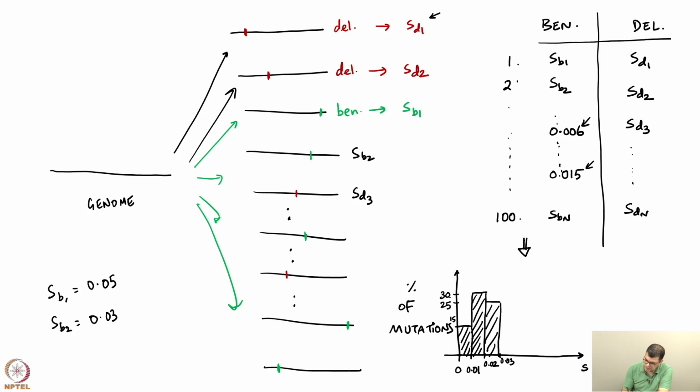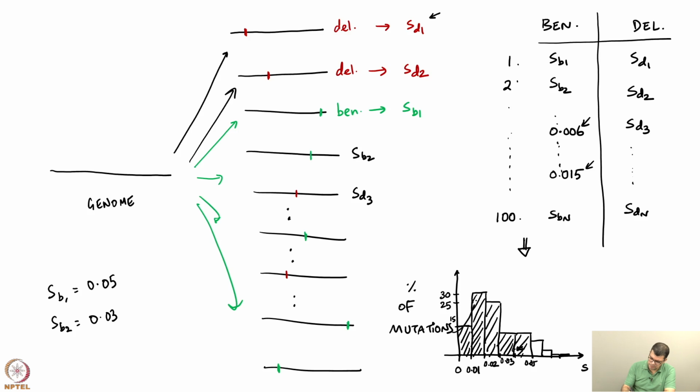That is 40, 70 and points. We continue this, 0.03 and 0.04, maybe the number is 10, that is 80, and then another 10, 0.05, that is 90, and then there will not be many left, and maybe there was just one mutation that conferred this really high benefit.